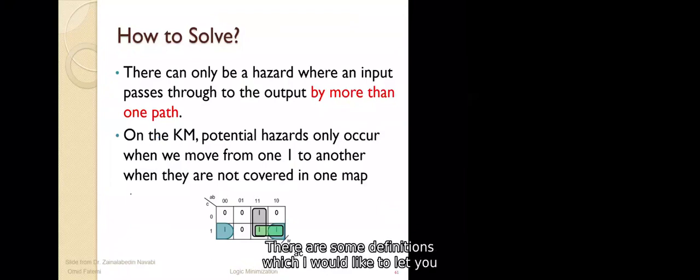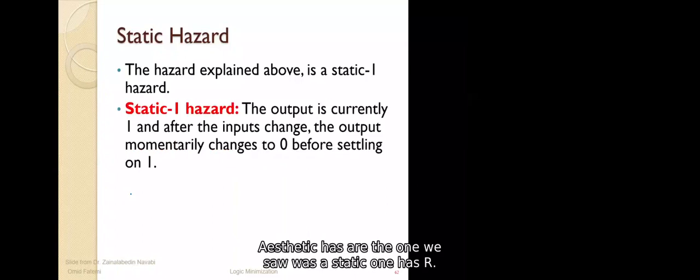So I told you how to solve this. There are some definitions which I would like to let you know. If you came across these terms, you know what they mean. A static hazard is what we saw up to now. The one we saw was a static 1 hazard, and there is also a static 0 hazard. A static 1 hazard is when the output is currently 1, and after the input change, the output momentarily changes to 0, and then comes back to 1, which should be the stable state of the output. And a static 0 hazard is when the output is 0, but sometimes it gets 1 and then comes back to 0.